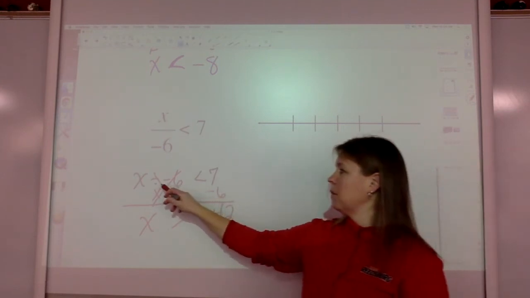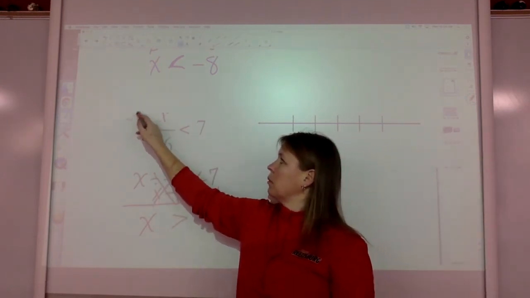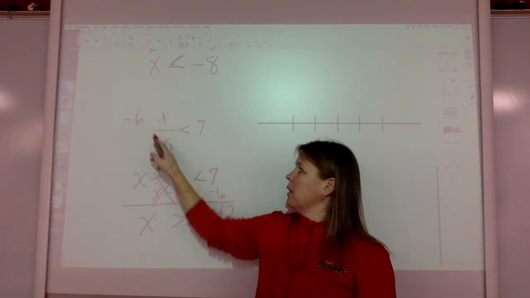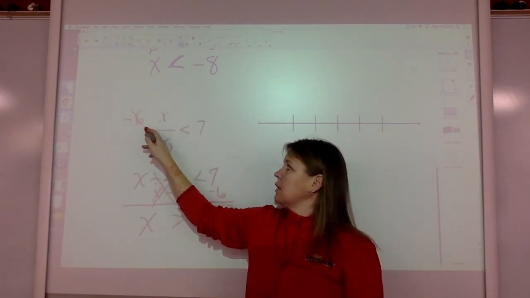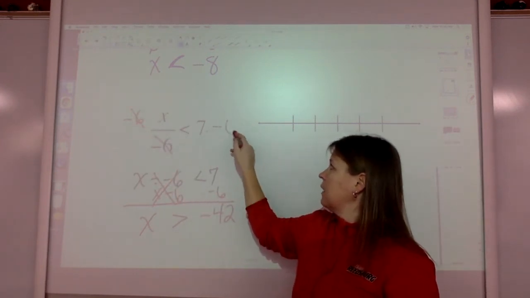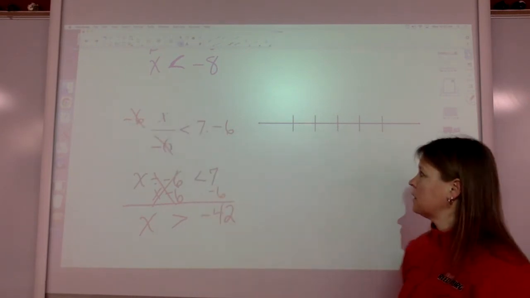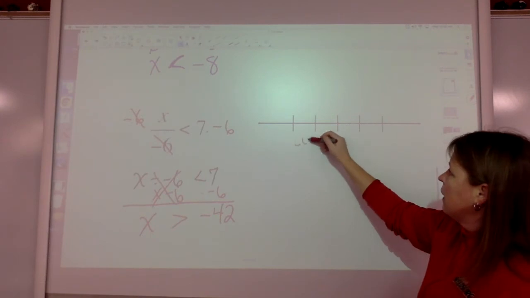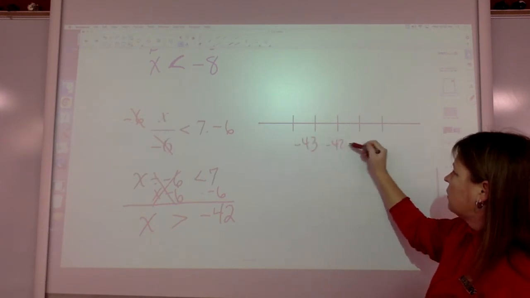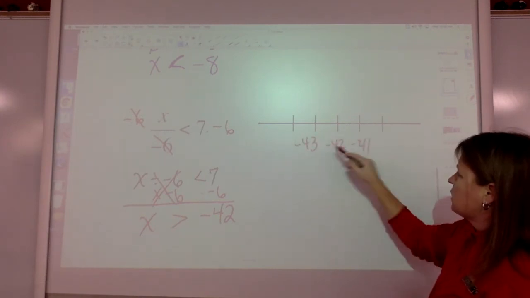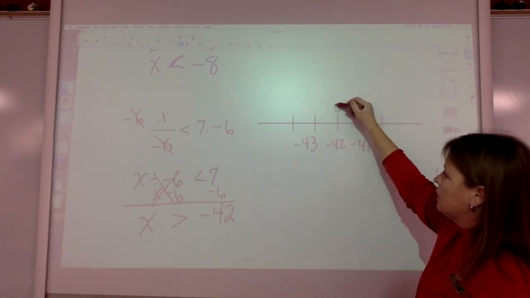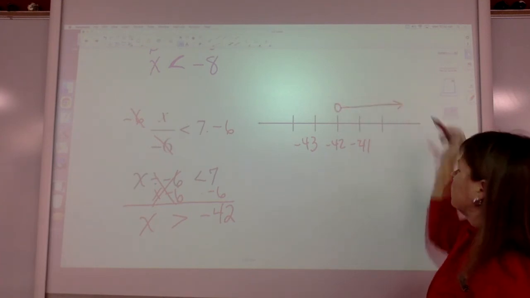You don't have to write it like this. You could have just multiplied by negative 6. We always show it up in the numerator because a negative 6 in the numerator cancels a negative 6 in the denominator. Whatever you multiply by, if it's negative, you flip the sign. Throw a couple numbers on the number line again. Make sure negative 42 is one of them. Make sure these are in the correct order. Open circle, and it goes to the right.